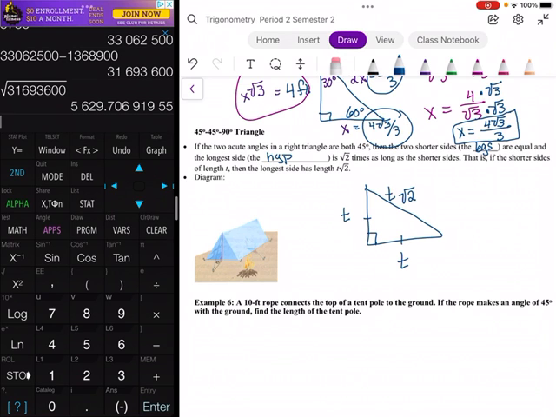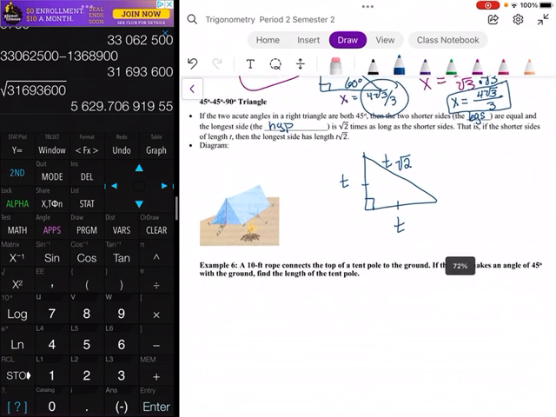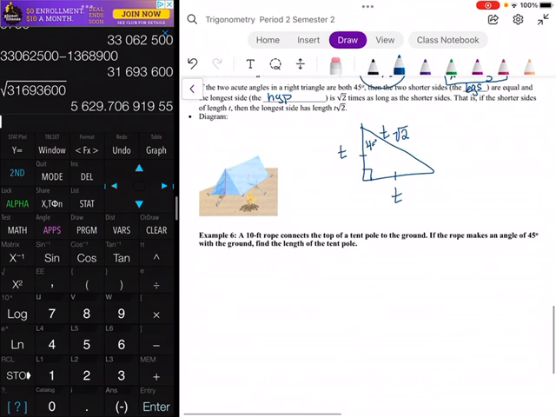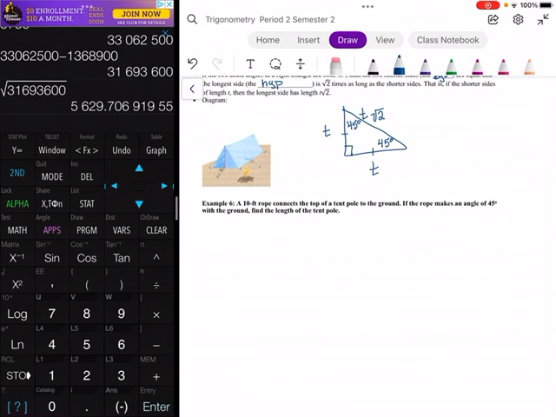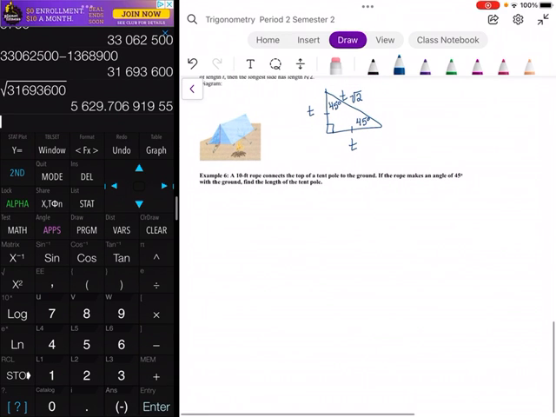So we're going to use this information knowing that both those angles are congruent. So an example: a 10-foot rope connects the top of a tent pole to the ground. So if here is our tent pole, there's a 10-foot rope that's connecting it to the ground. If the rope makes an angle of 45 degrees with the ground, find the length of the tent pole.